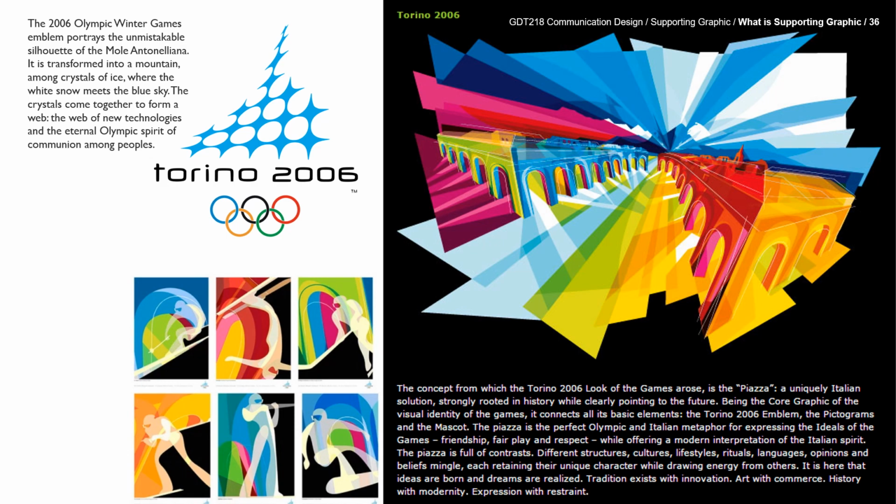Okay, we have a look at the whole brand identity image design with a very successful supporting graphic by Torino 2006. Let's have a look at the logo design first. The logo design here is the 2006 Olympic Winter Games emblem. It portrays the unmistakable silhouette of the Mole Antonelliana, and it is transformed into a mountain among crystals of ice where the white snow meets the blue sky. The crystals come together to form a web, the web of new technologies and the eternal Olympic spirit of communion among people. Okay, so this is the logo rationale, and have a look at the supporting graphic here.